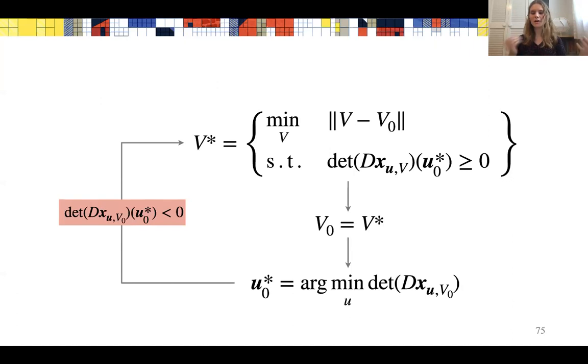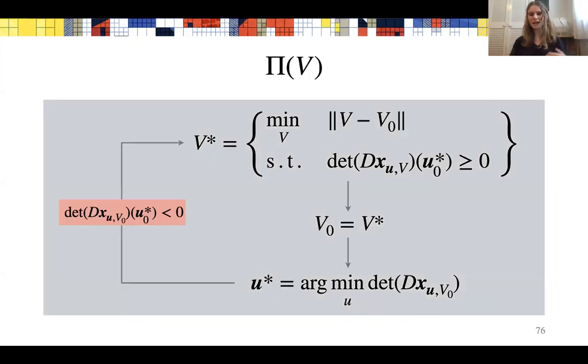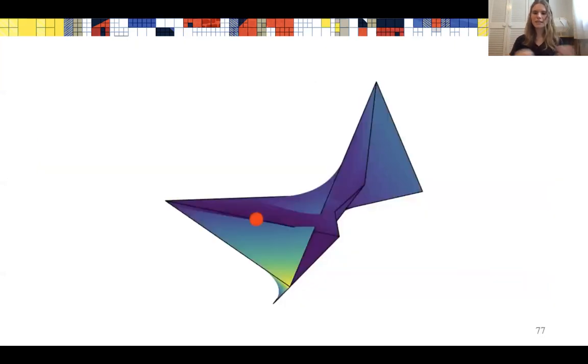And then we can find the argmin of the new hex we have and continue this process until we end up with a hex that's no longer invalid. And so this gives us an algorithm to repair a single hex element, and we call it pi. And we can see the algorithm working here.